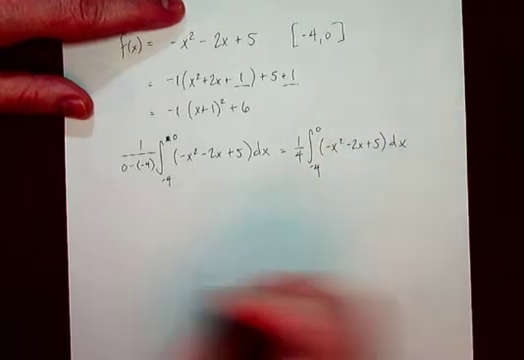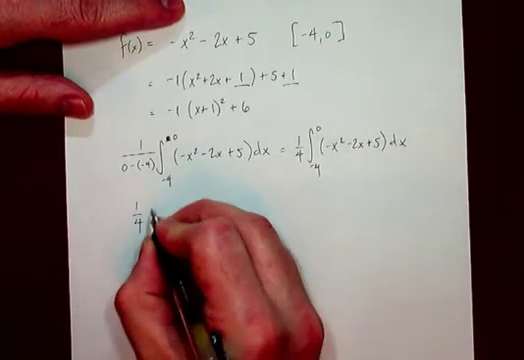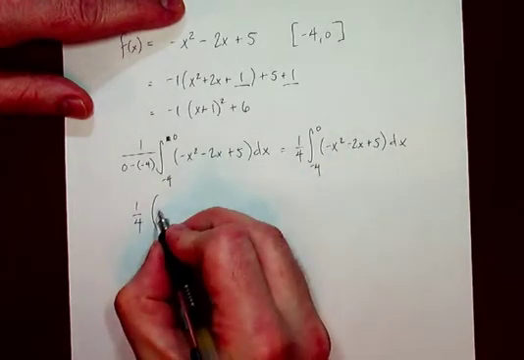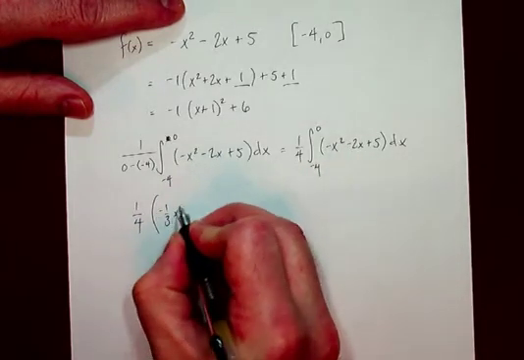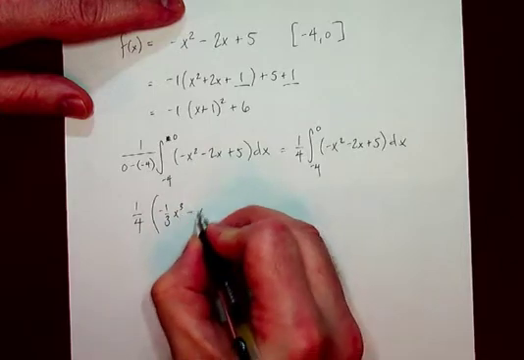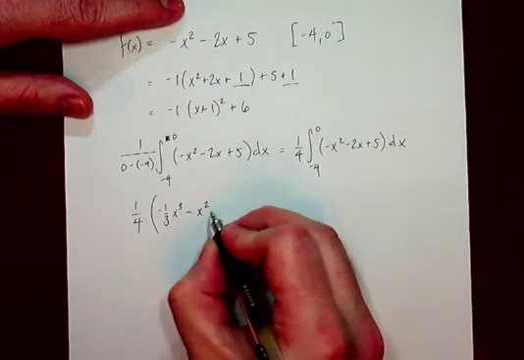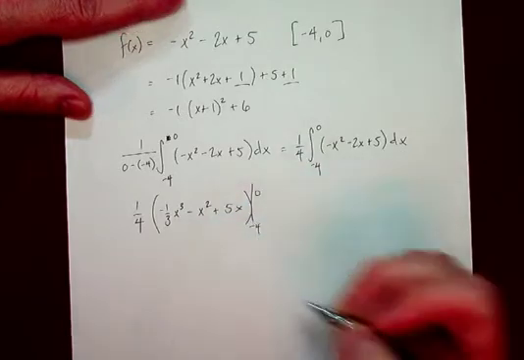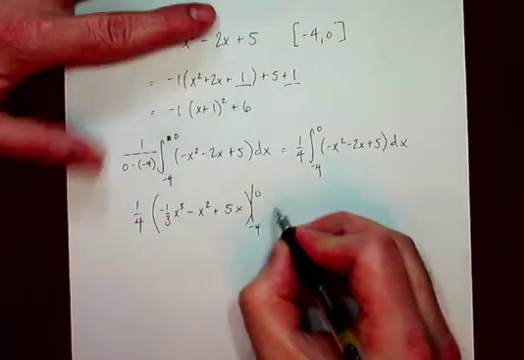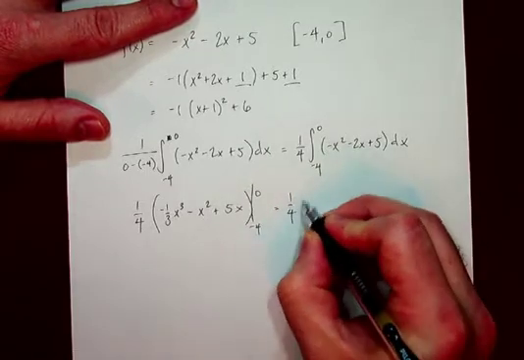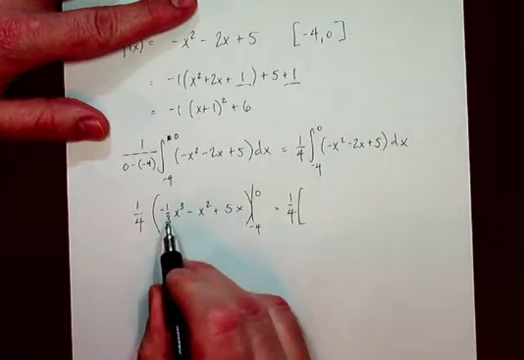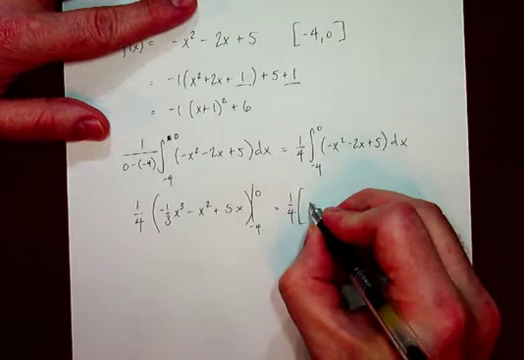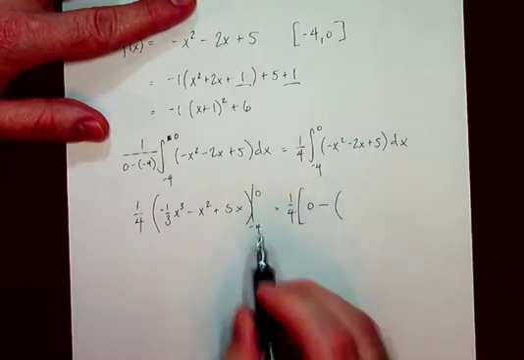And when we do this, negative x squared becomes -1/3 x cubed. The -2x becomes -x squared, and 5 becomes 5x, and we're going to evaluate them from -4 to 0. Now we need to go ahead and plug in 0, but it's going to be 0 minus 0 plus 0, so it's just 0. And then we need to start plugging in -4.